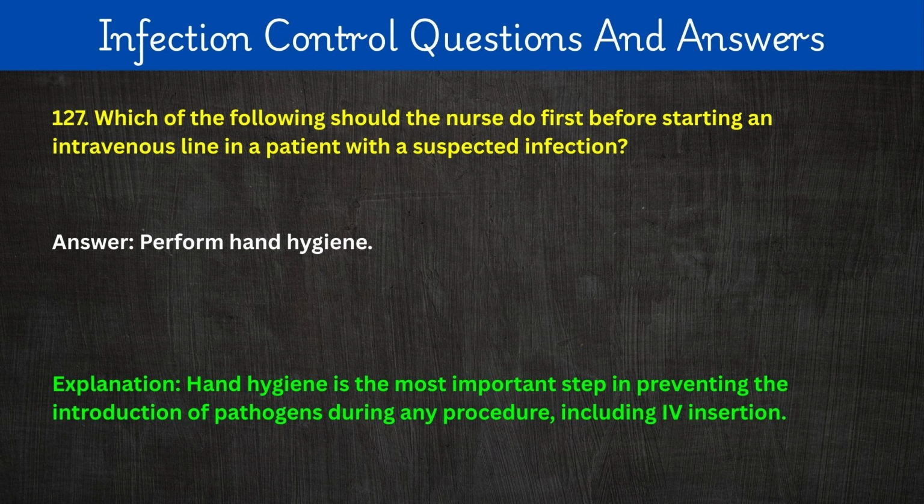127. Which of the following should the nurse do first before starting an intravenous line in a patient with a suspected infection? Answer: perform hand hygiene. Explanation: hand hygiene is the most important step in preventing the introduction of pathogens during any procedure, including IV insertion.